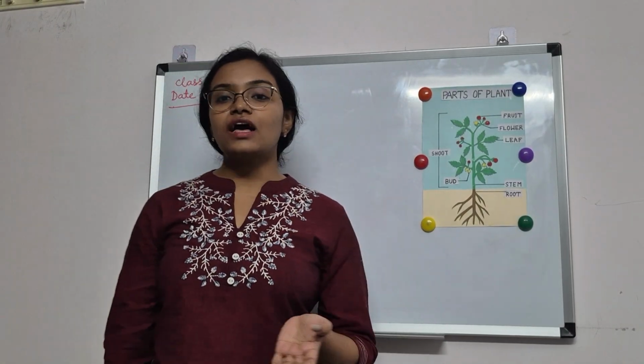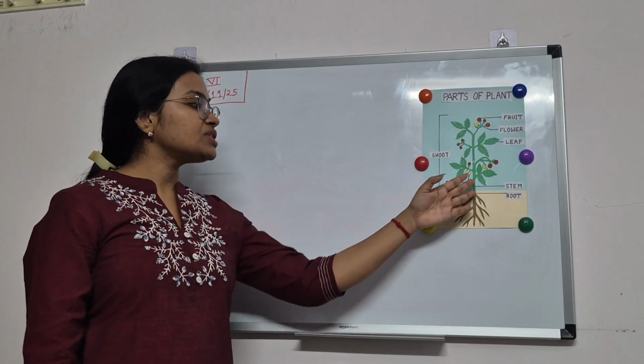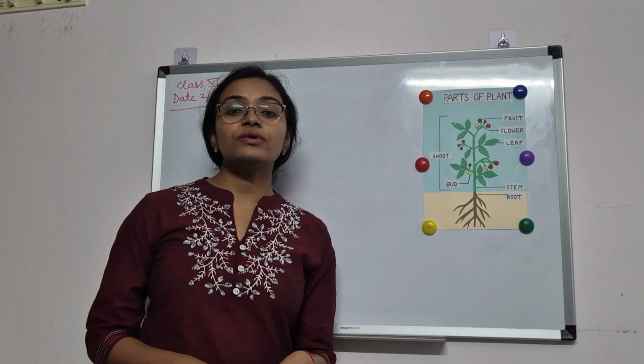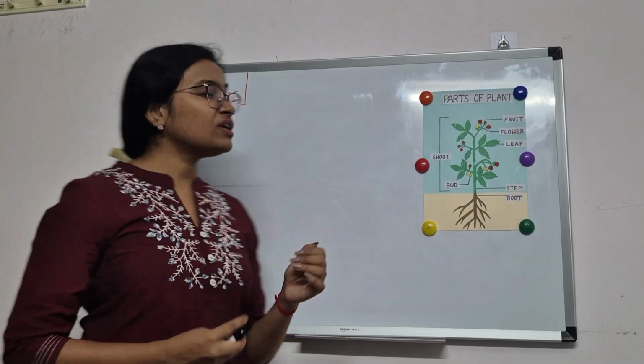In our previous class, we discussed the different parts of the plant. Root, stem and leaf we already discussed. So, today we are going to discuss the flower. What is a flower?